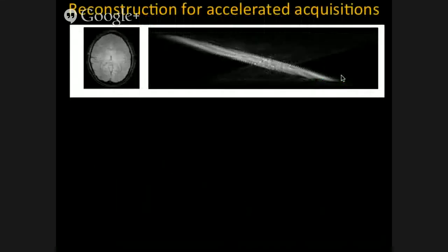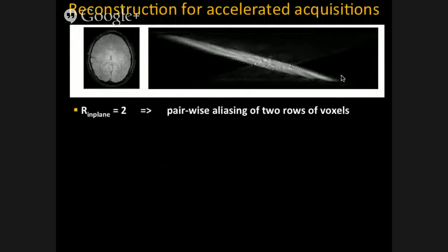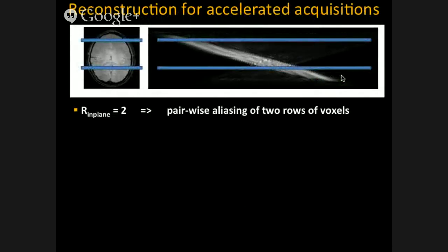So this is what we would do for a fully sampled acquisition. But if you consider accelerated and undersampled acquisitions, for instance, the simplest case would be an in-plane acceleration of 2. Here we would have pairwise aliasing of 2 rows of voxels that are half a field of view apart from each other.